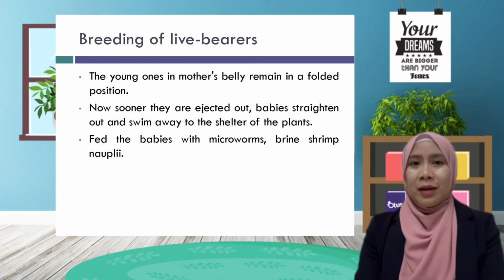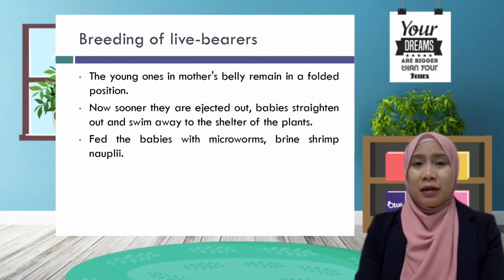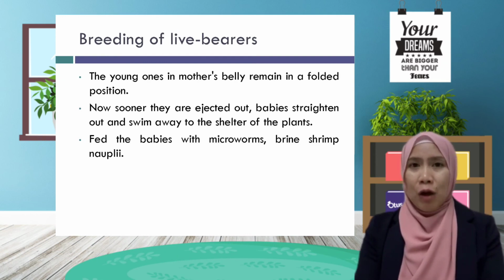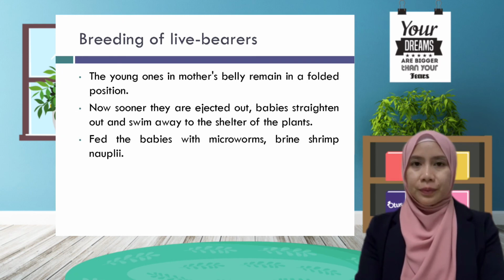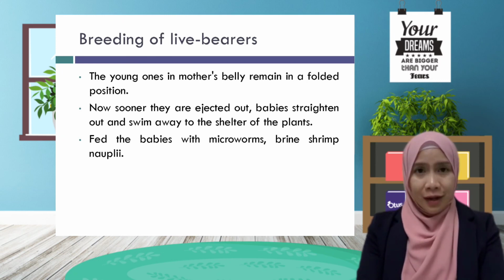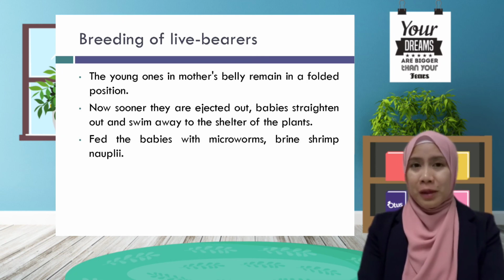The young ones in the mother's belly remain in a folded position. As soon as they are ejected out, the babies straighten out and swim away to the shelter of the plants. As the newly born babies are large enough at birth, they can be fed on microworms and brine shrimp nauplii.